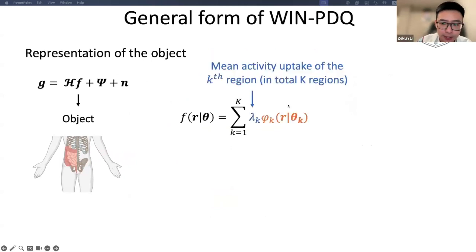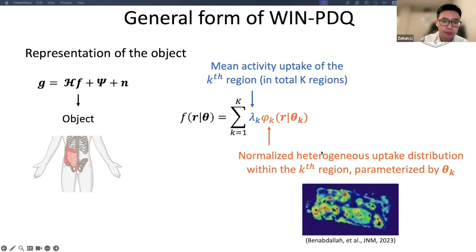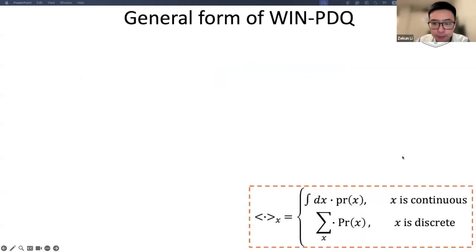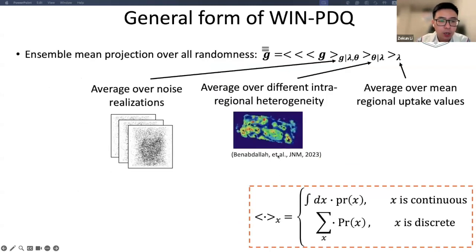Without loss of generality, the lambda k here denotes the mean activity uptake of the kth region, and the phi k here denotes the normalized heterogeneous uptake distributions within the kth region, and it is parameterized by theta k. Before going to the next part, we define a symbol as shown here. Basically, the angle brackets denote taking expectation with respect to the subscript, and accordingly, the ensemble mean projection over all randomness is given by this equation.